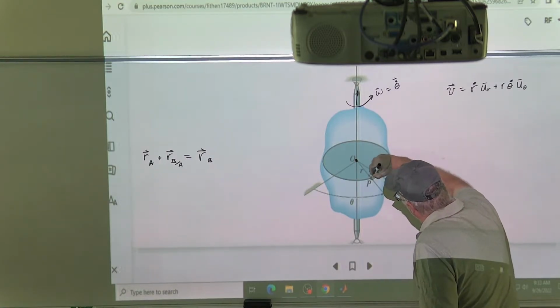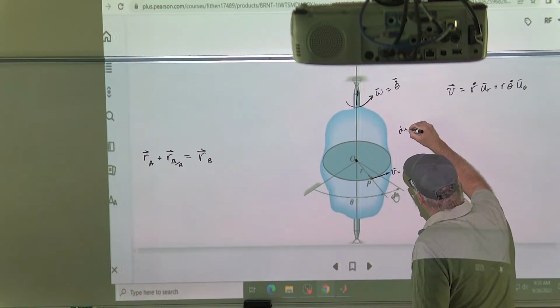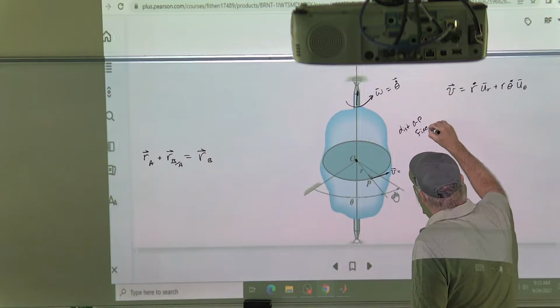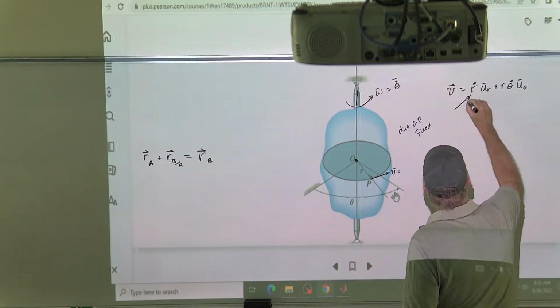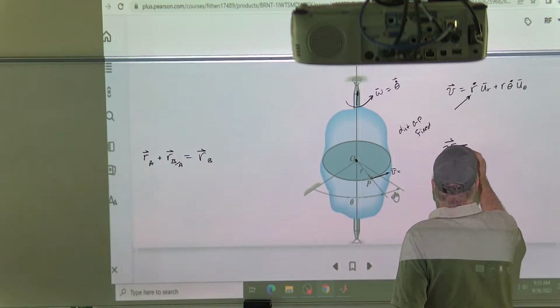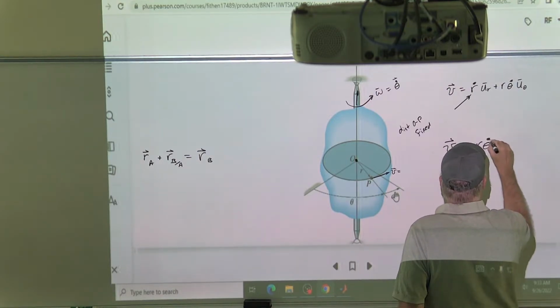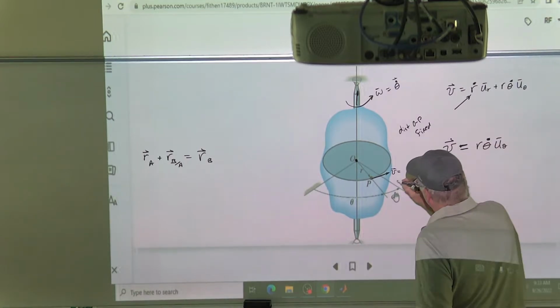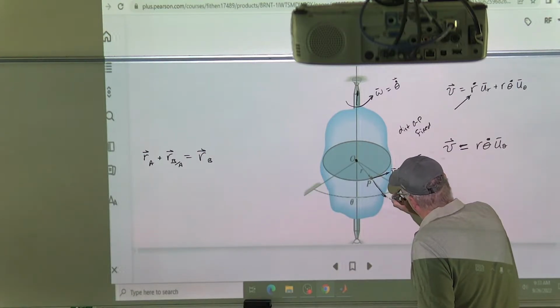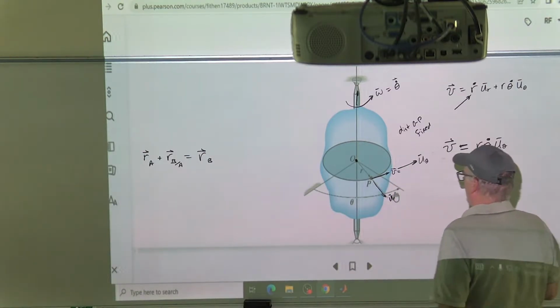The distance between O and P remains fixed. Therefore, the r dot's gone. So all you get is v equals r theta dot u theta. Well, guess what direction u theta is? U theta is this way, and u r is this way, according to what we had before.